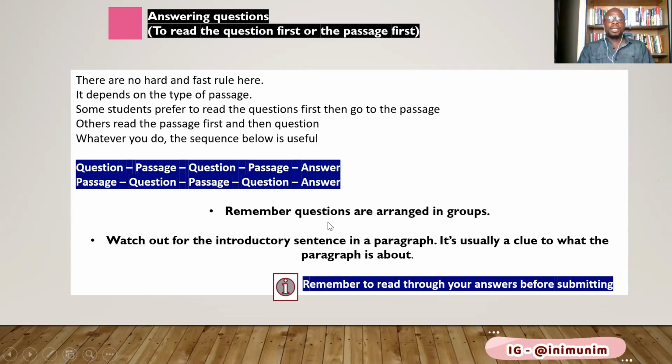Another thing you should remember is that questions are arranged in groups. So when you are in one group of questions, there is no need to go to the other group, because all the answers you need are in that group of questions and the passage associated with it. You don't need to read outside of the text given to a group of questions. Focus on only that group. When you move on to other groups, you do the same thing. And of course, when you are done answering questions, it's important that you read them again before you submit them, just in case you have some errors.